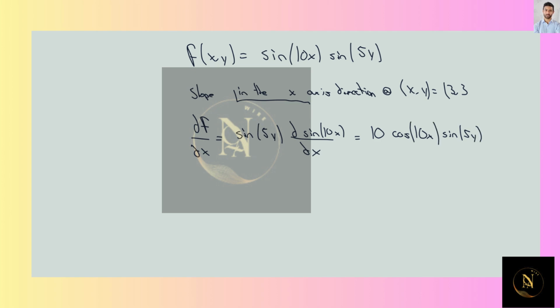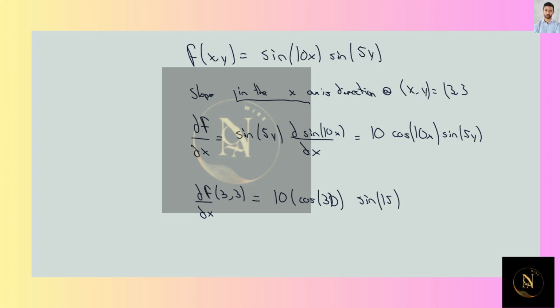which at the point x, y equal 3, 3 would be the partial derivative of f with respect to x at 3, 3, which would be 10 times cosine of 30 times sine of 15. And this quantity is written down in radians.